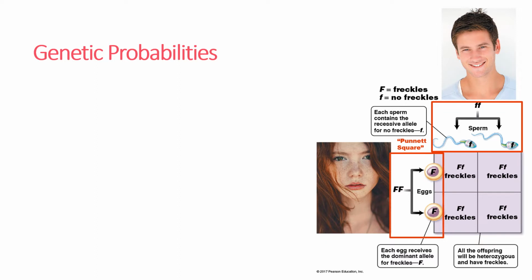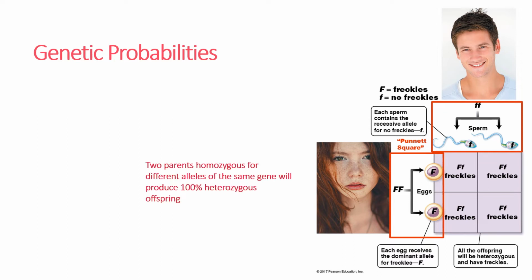All of their offspring will be heterozygous for freckles, and all of them will have freckles. If two parents are homozygous for different alleles of the same gene, in this case freckles, 100% of their offspring will be heterozygous for freckles. Because freckles is dominant, 100% of their offspring will be phenotypically freckled.